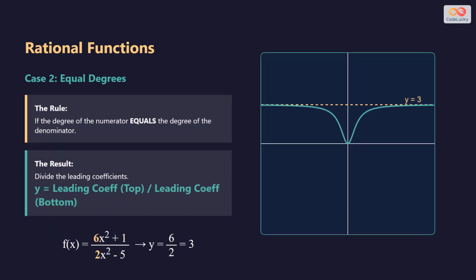Second, if the degree of the numerator equals the degree of the denominator, we simply divide the leading coefficients. The horizontal asymptote is the line y equals the ratio of these two numbers.